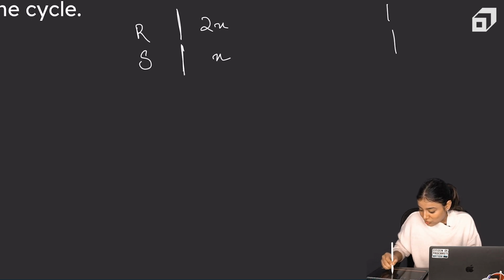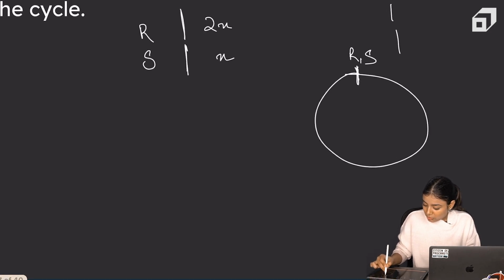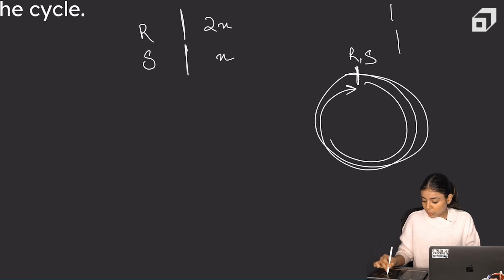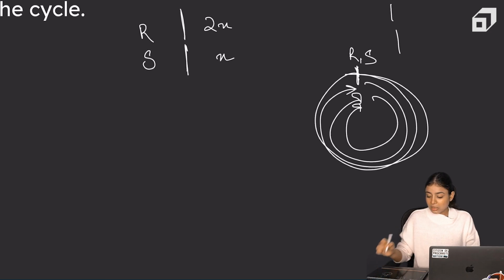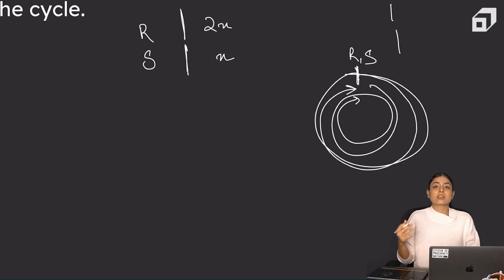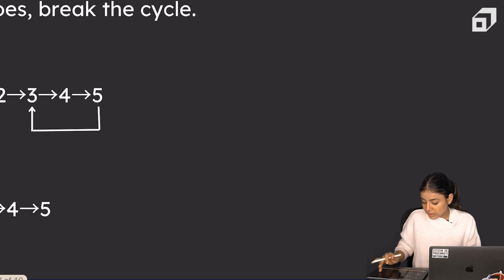Okay, if you imagine it as a circular path, if they both start at the same point, then even if Riya is moving at double the speed, in the time that Saksham will cover 1 loop, Riya will cover 2 loops, right? Because Riya is moving at double the speed. So let's try to think and apply the same to this question.